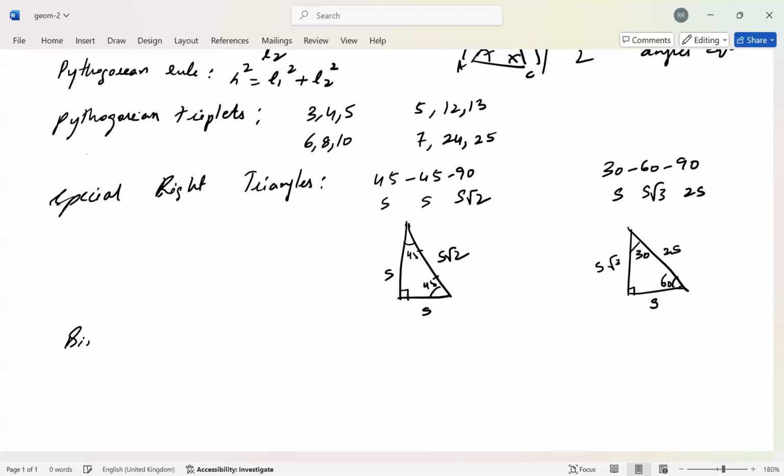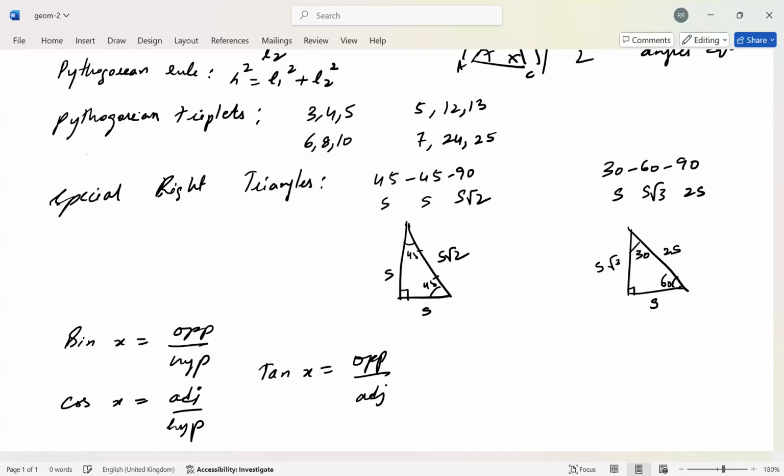coming to trigonometry. Sin x is opposite over hypotenuse. Cos x you can find using adjacent over hypotenuse. Tan is opposite over adjacent. Apart from that, remember the sine and cosine rule: sin x equals cos(90 minus x), and cos x equals sin(90 minus x).